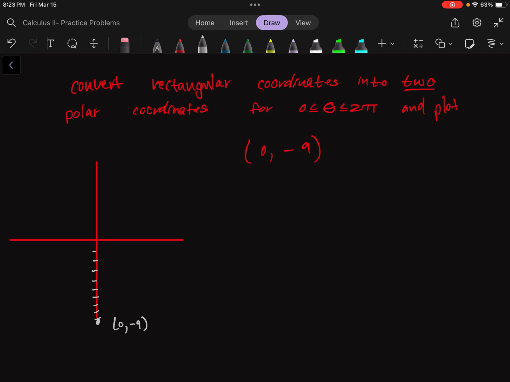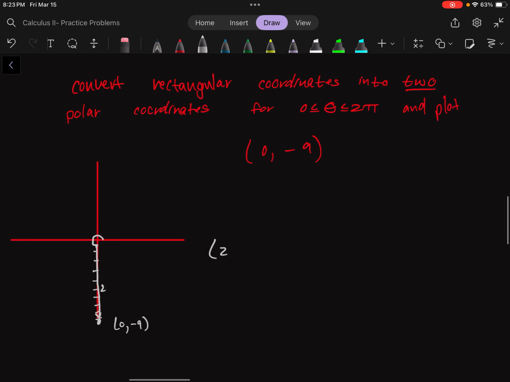Couldn't we think of that as swinging a full 3 pi over 2 and then going a positive 2 radius, right? So we went a radius of 2 after swinging the entire 3 pi over 2 angle. Was there another way we could have done that?